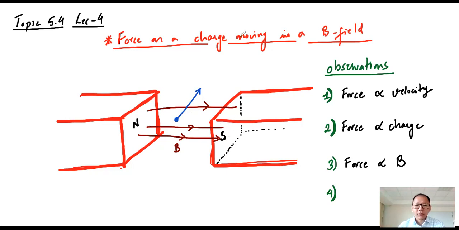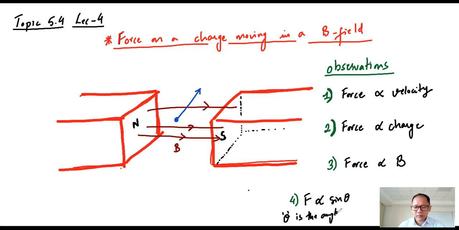And the last one is basically the angular dependence. If you send a charged particle at a certain angle with the magnetic field, then the force is also directly proportional to the sine of theta. Okay, so it's proportional to sine of theta, which is to say that if the angle between the velocity and the magnetic field is 0... So okay, let me just say what theta is here.